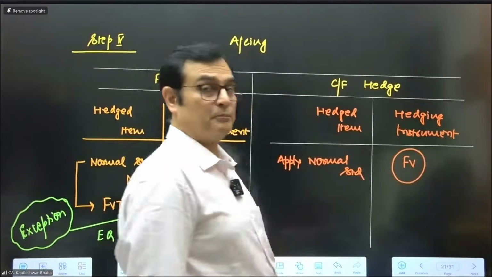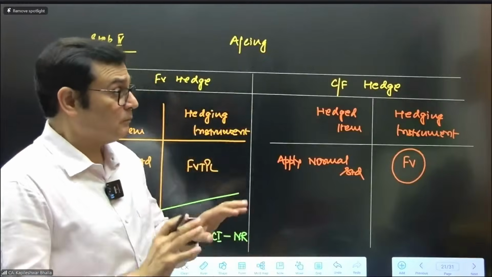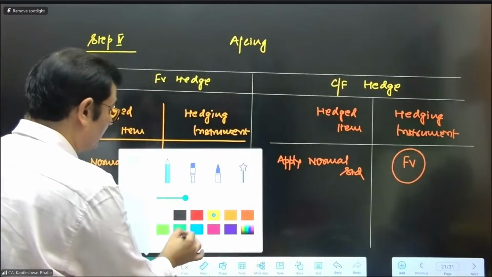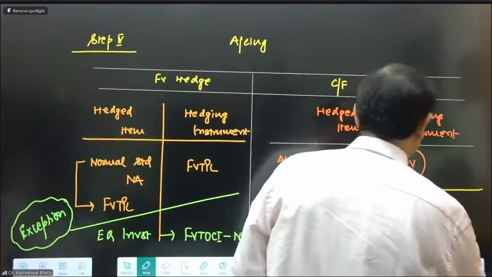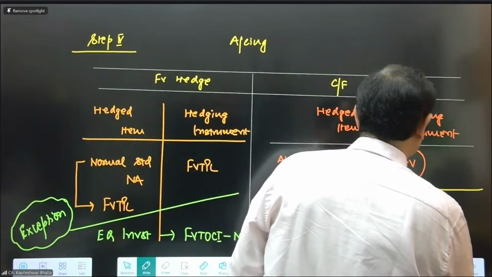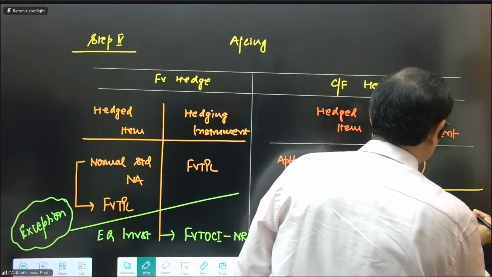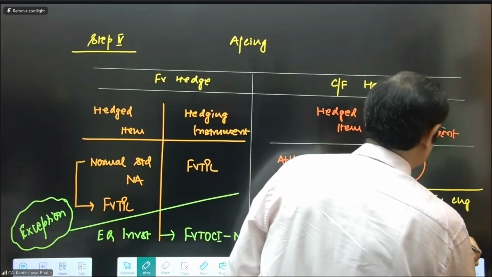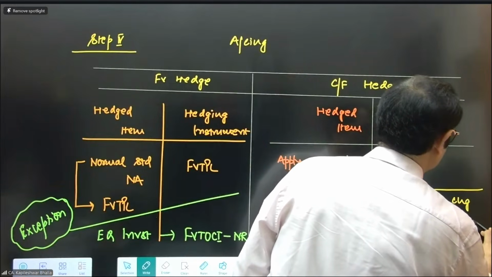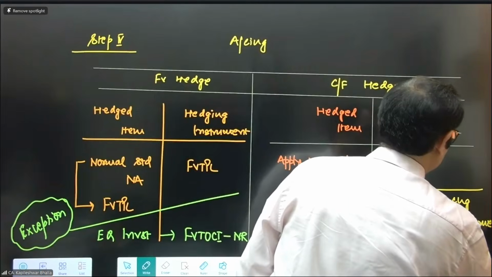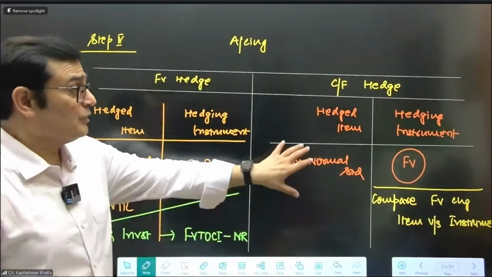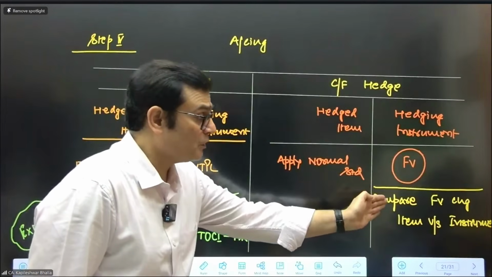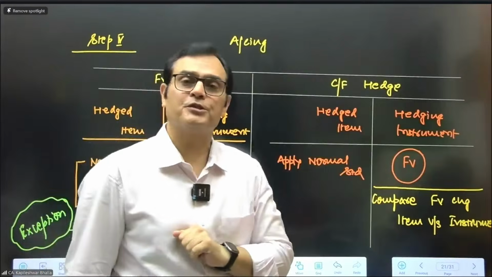I'm not saying P&L at the moment, we take fair value. But what is to be done is a very, very crucial point. You need to compare the fair value changes of the hedged item versus the hedging instrument. Though this is not being taken at fair value, you need to compare the fair value change of the hedged item and the fair value change of the instrument.